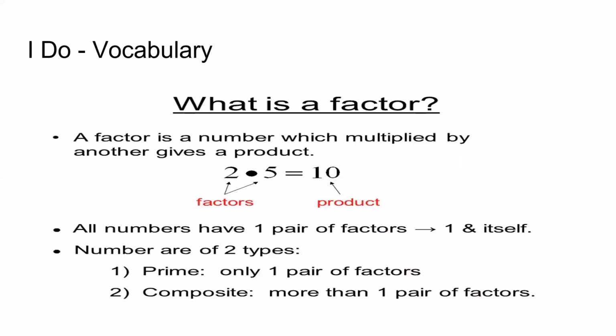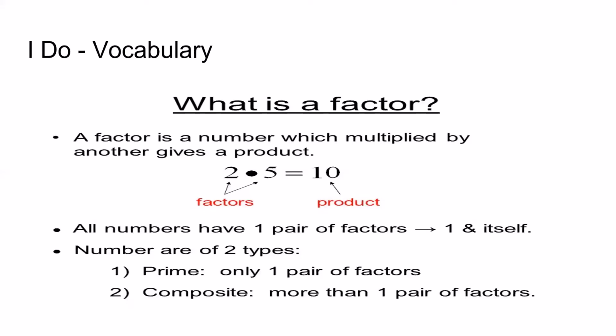All right, now that we know what prime numbers are, what is a factor? A factor is a number which, multiplied by another number, gives a product. So 2 times 5 gives us 10. Our two factors in the equation are 2 and 5. Our product is 10. Now all numbers have one pair of factors, 1 and itself. Every number that you multiply by 1, you will get that number. So all numbers have that particular pair.